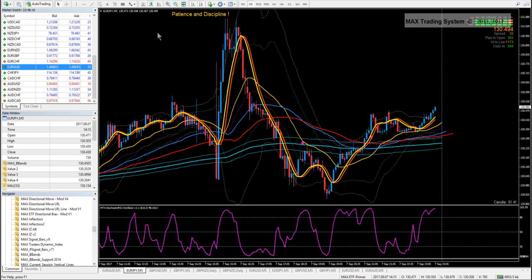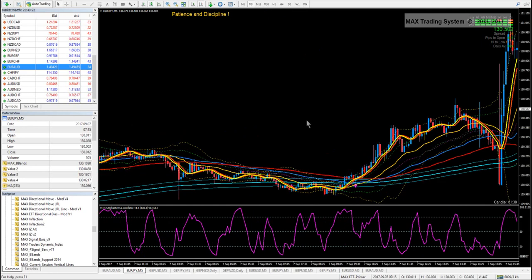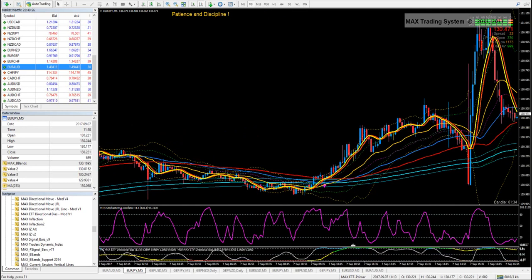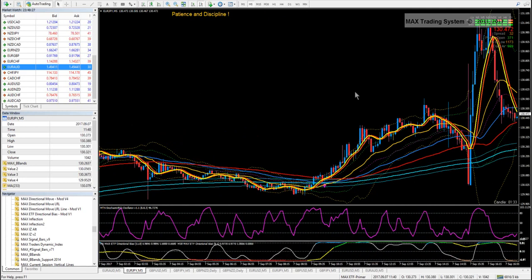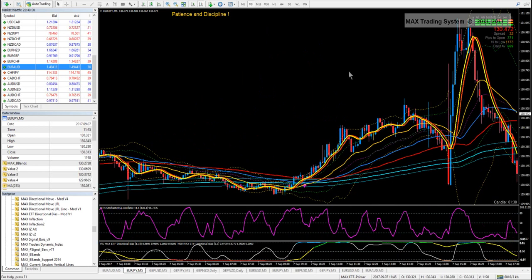I will not give you the name of this indicator for now. Some of you will perhaps recognize it. It is a multi-time frame indicator. I have temporarily renamed it as the Max ETF directional bias, because it would be too tempting for you to try downloading this indicator and use it. But if you don't know how to use it, you will have some disappointment.